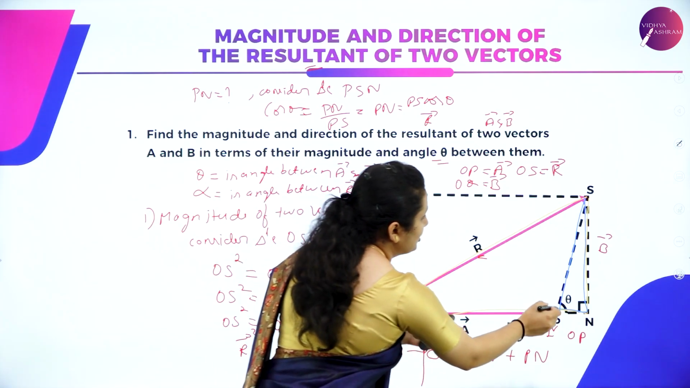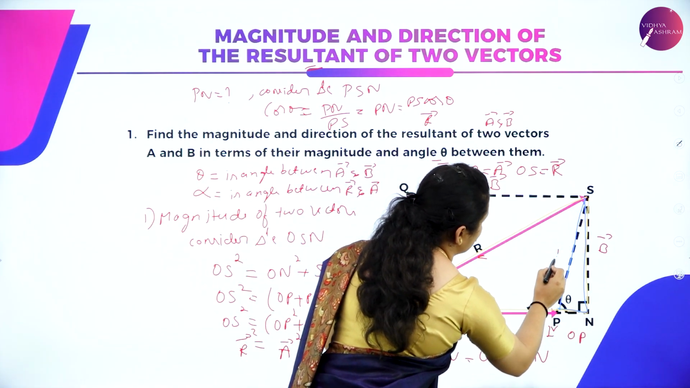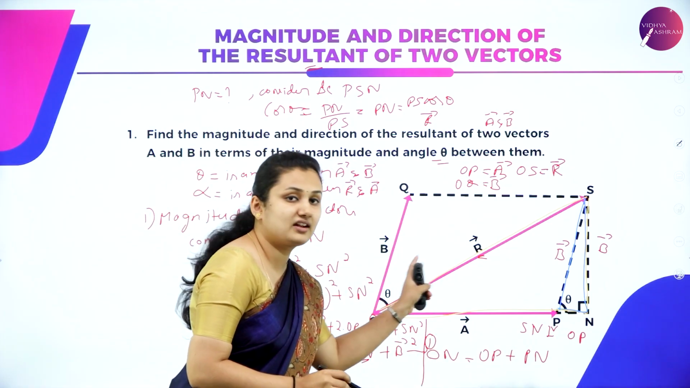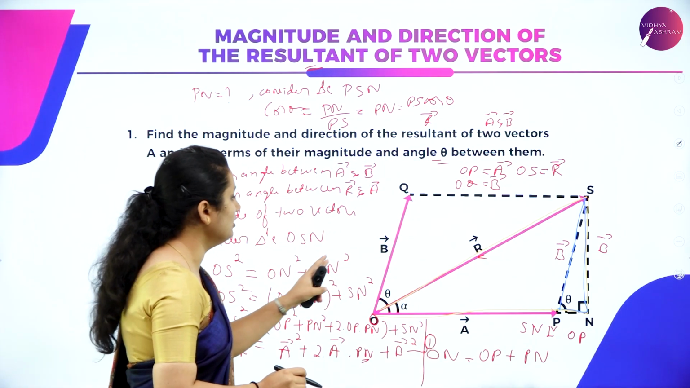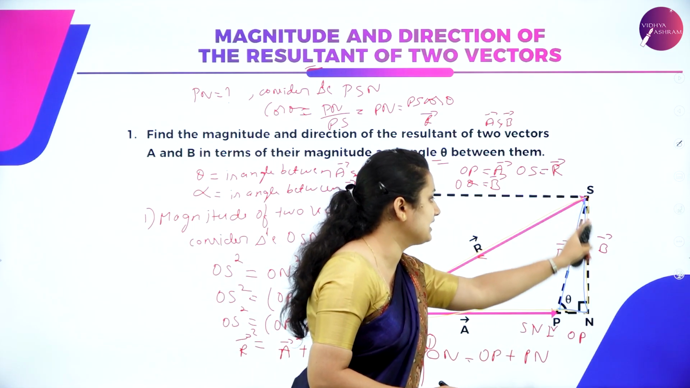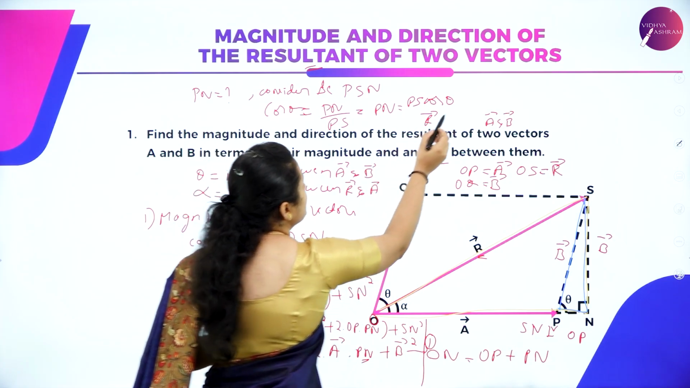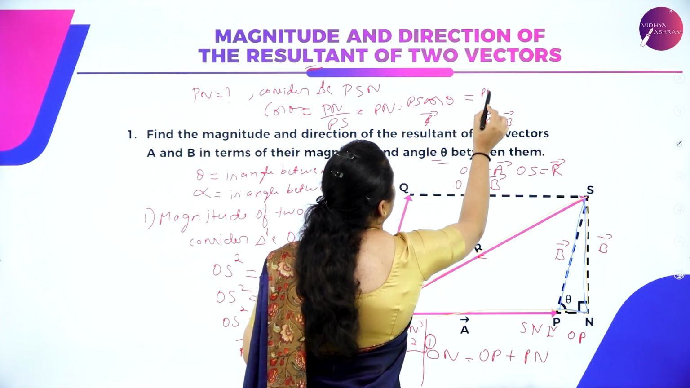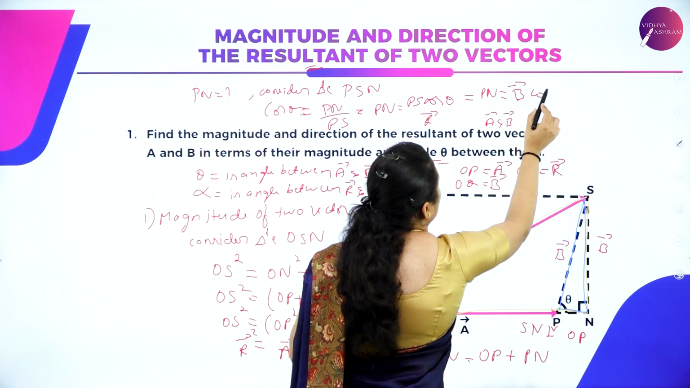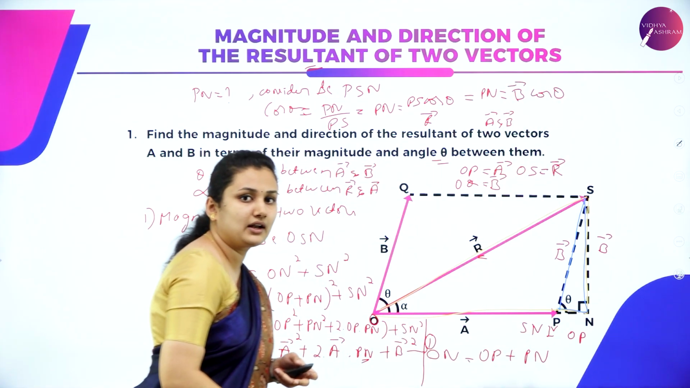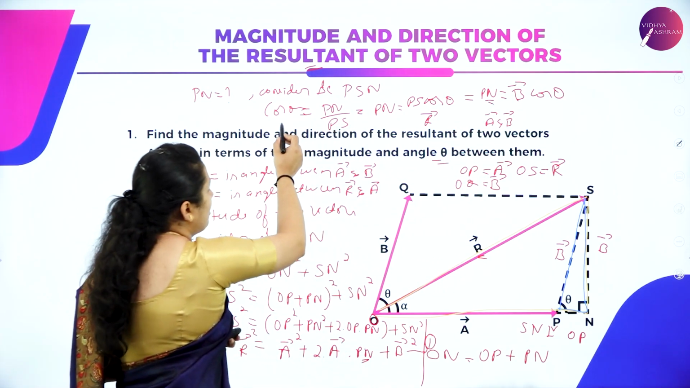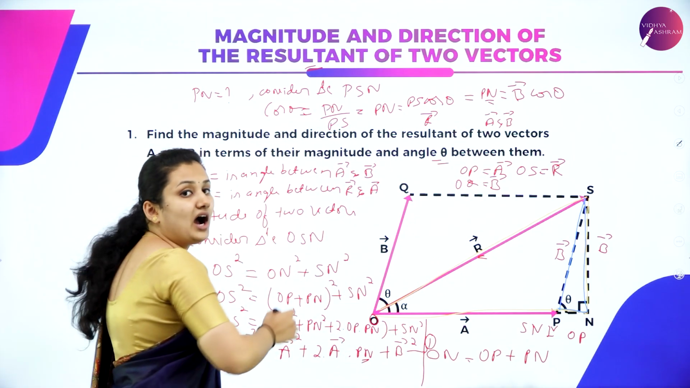OQ is parallel to PS as well as SN. So your PS will also be vector B. Sides of a parallelogram are parallel to each other. So if OQ is vector B, then PS as well as SN will be vector B. So PN is equal to, what is PS? It is vector B cos theta. I got the value of PN by using cos theta, adjacent by hypotenuse.